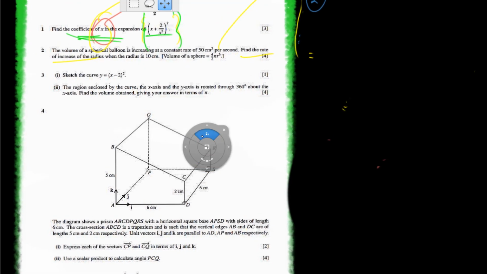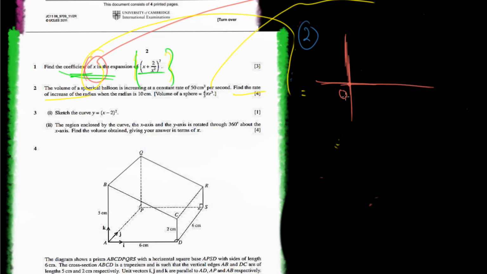Okay, question number 3. Sketch the curve y is equal to (x minus 2) square. Okay, so you can see the question is for 1 mark, so they expect you to draw a rough diagram. So let's draw a simple rough diagram. Of course, the power of the variable in this case is square, so we can assume it's a quadratic curve, and we know that it's in a continuous square format.